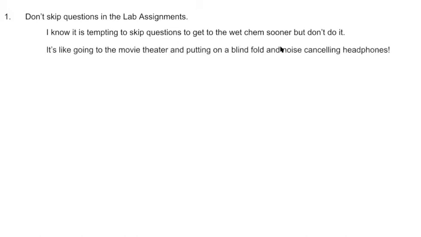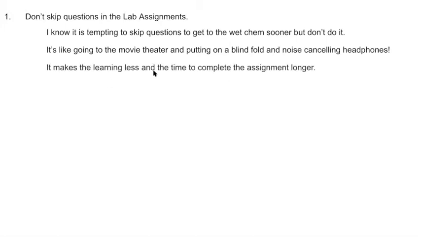It's like you're going to the movie theater and you're putting on a blindfold and your noise canceling headphones and you've got popcorn and you have your mask on, but you're not going to take it off, so you can't even eat your popcorn. So it's not as good as doing it. It makes learning less, and it takes longer to complete the assignment in the long run because you're probably going to collect poor data or you're not understanding what data you're collecting. And when you get home, you're not going to be able to ask me for help because you're not right there answering the questions.